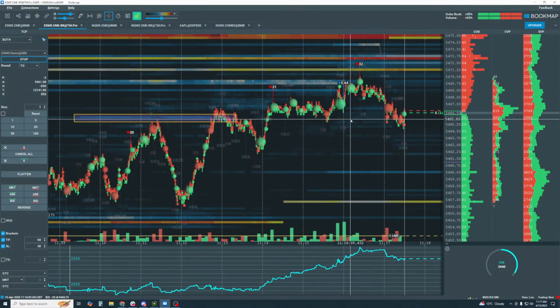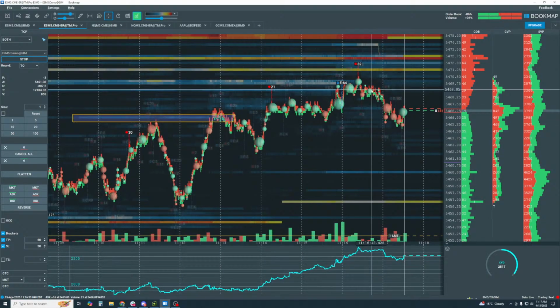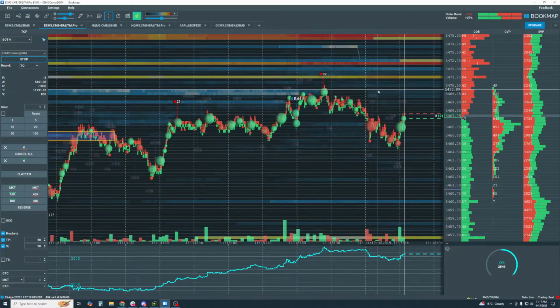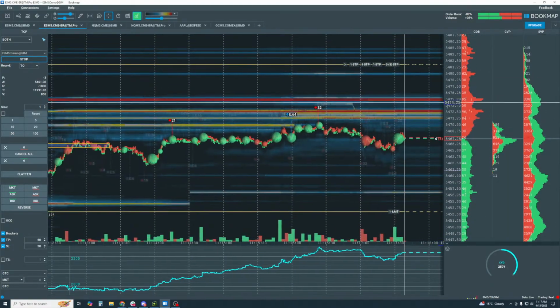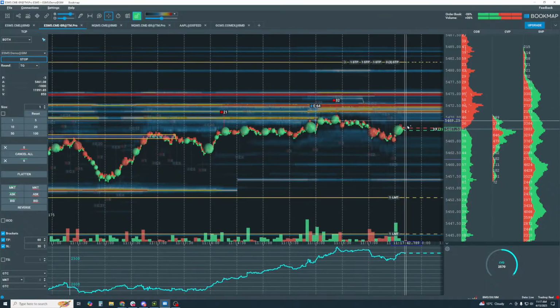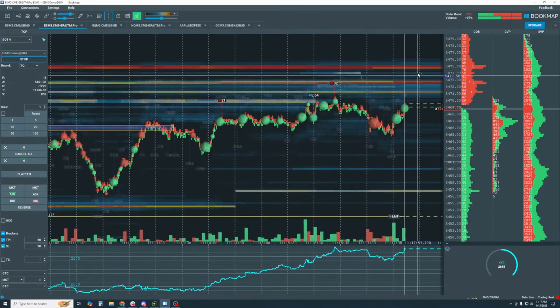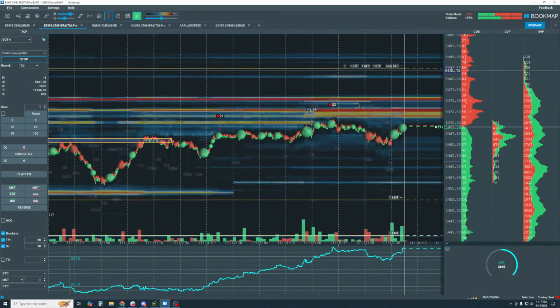Okay, but I'm looking for, at one point, likely we're going to get our big seller kind of clean out here. We're prepared for that. But in the meantime, we'll probably trade back up into this 75 liquidity.